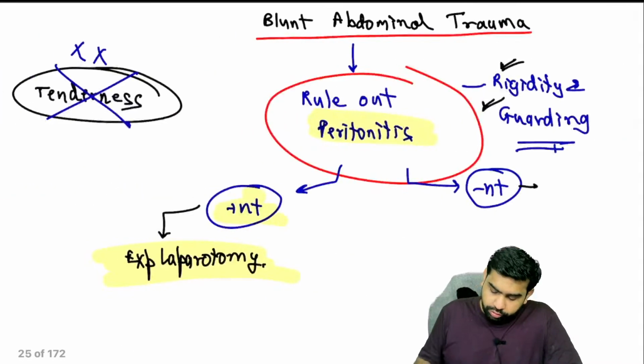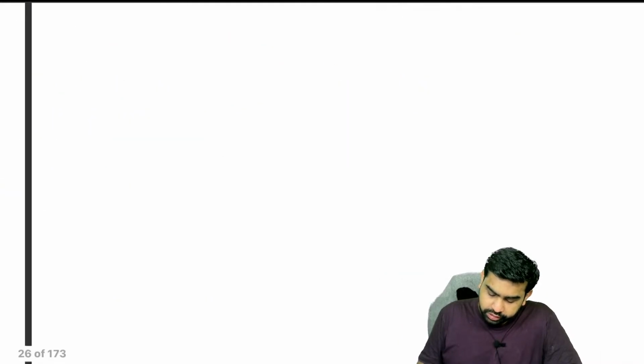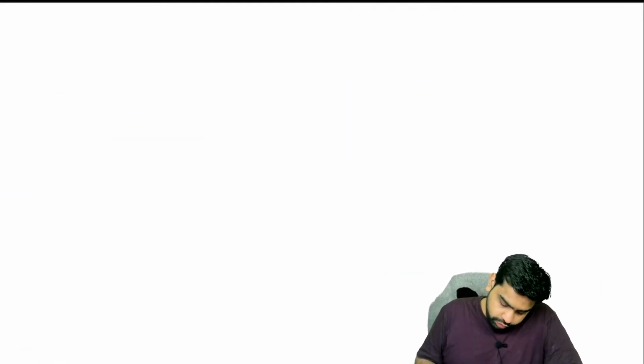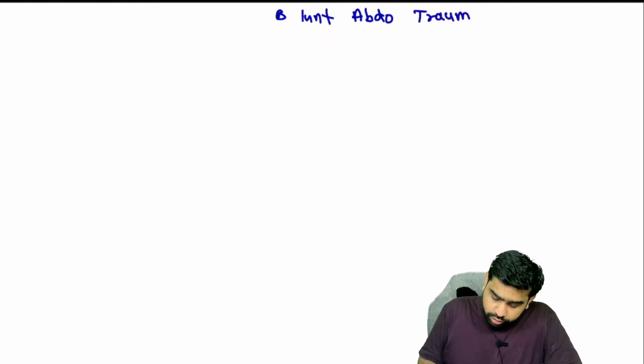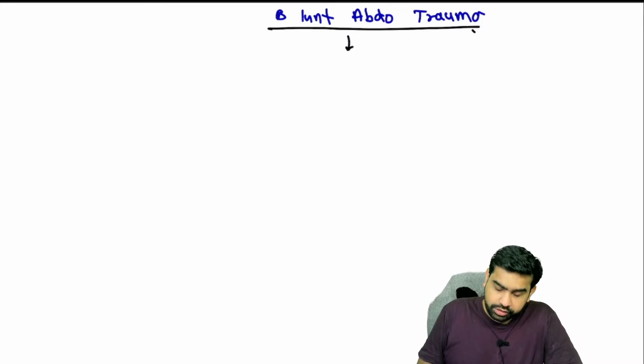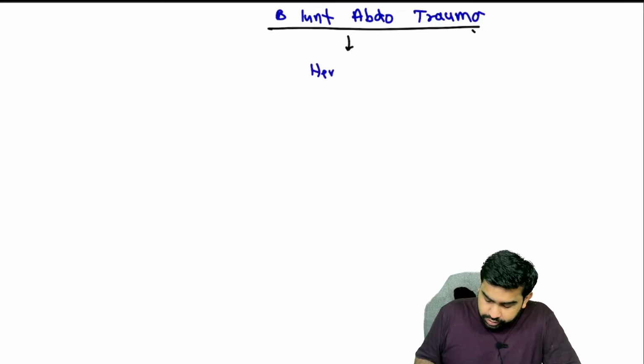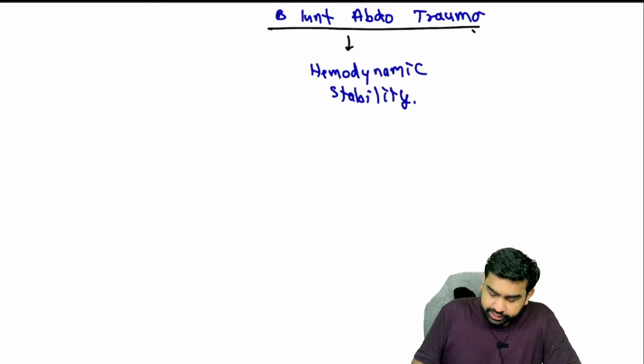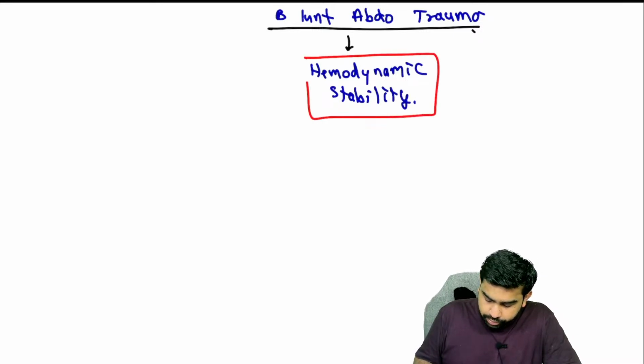Now, let's say you have ruled out peritonitis. There is a patient with a blunt abdominal trauma, and peritonitis has already been ruled out. Now what you have to do is see whether the patient is hemodynamically stable or not. So you have to look for hemodynamic stability of the patient.